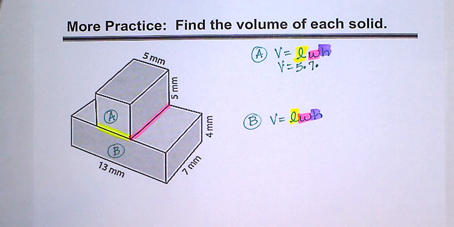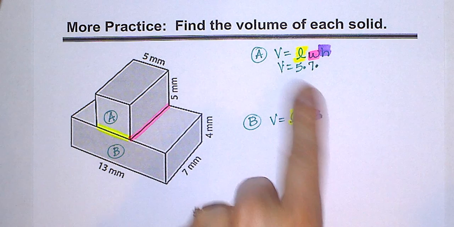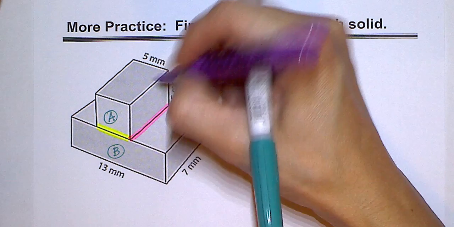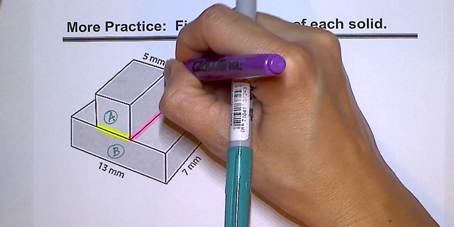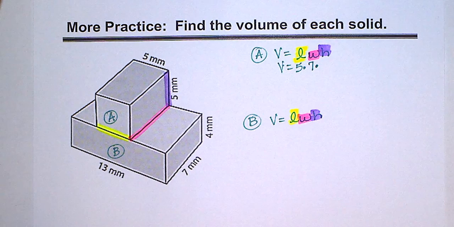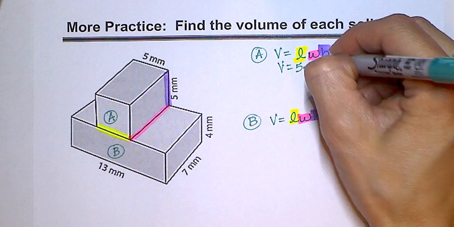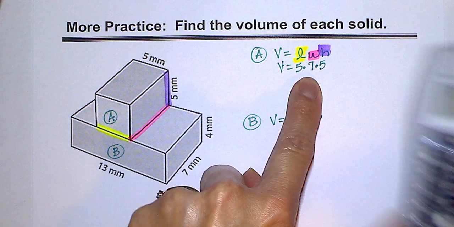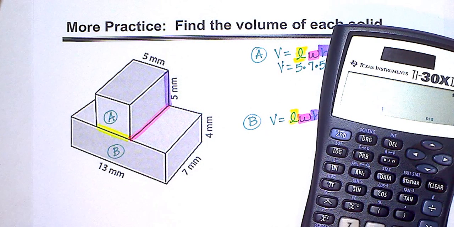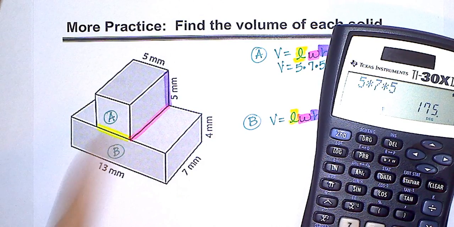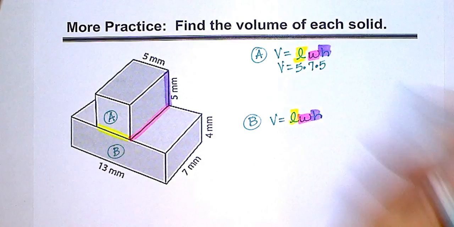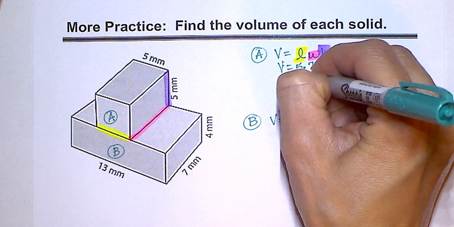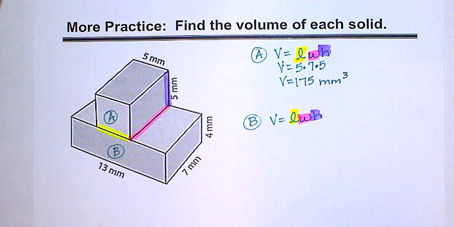And the last part that we need for the volume of prism A is the height. This right here, and there happens to be a number right next to it. So that is also 5. So we just type this into our calculator now. So 5 times 7 times 5, and the volume for prism A is 175 millimeters cubed.